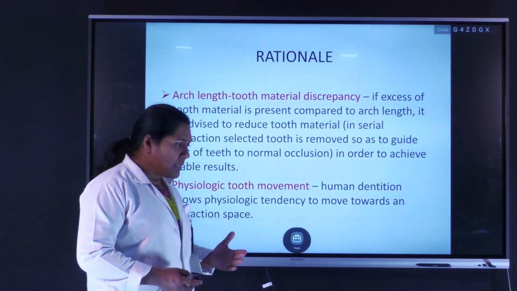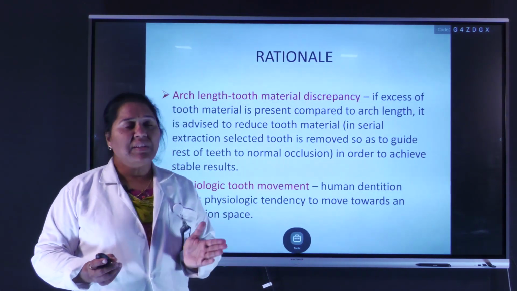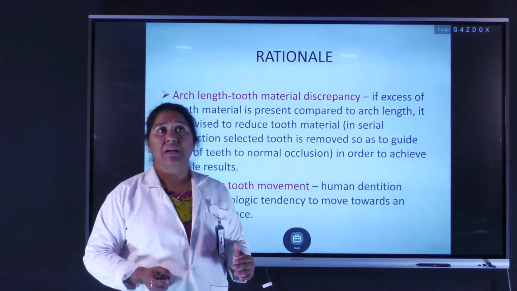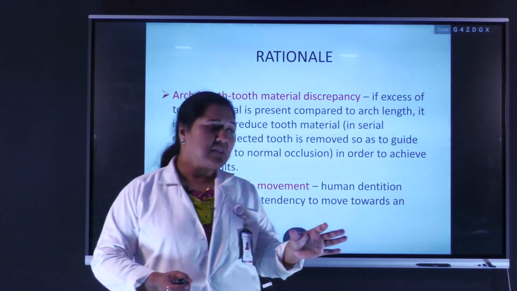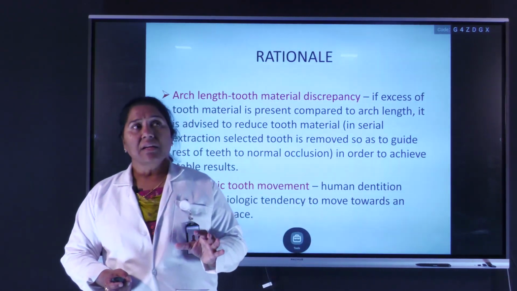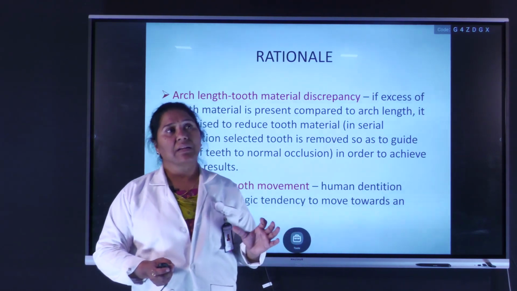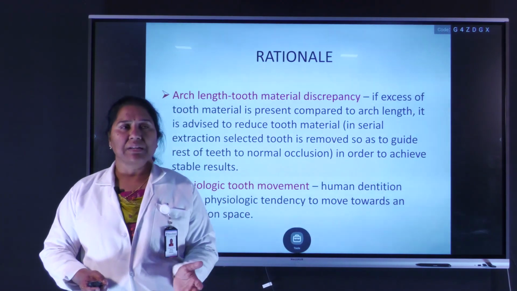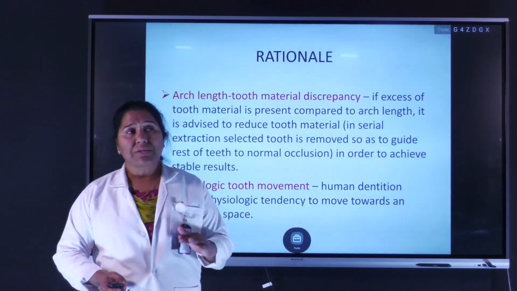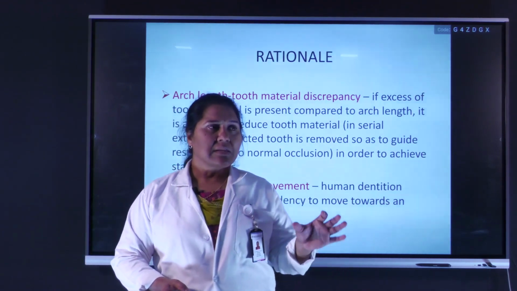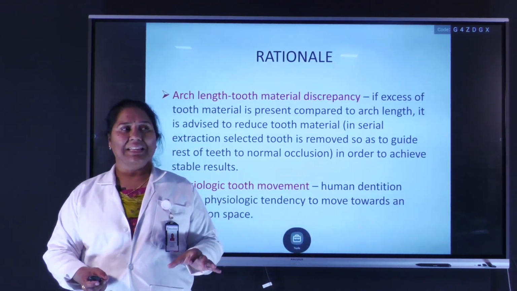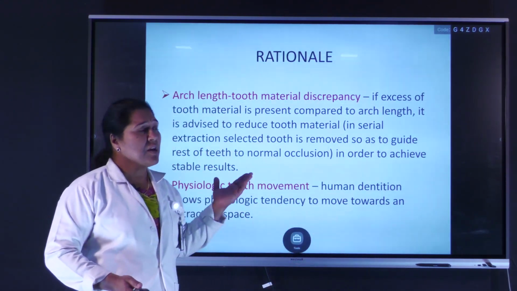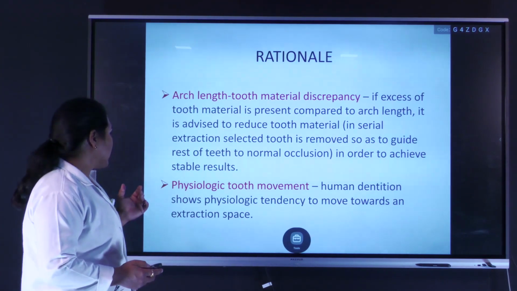If the tooth material is more than the arch length, then we call it an arch length tooth material discrepancy. For example, if the arch length is 10 millimeters and the total mesiodistal width of the tooth material is more than 10 millimeters, that might be 12 millimeters or 15, for example. That is called arch length tooth material discrepancy. Since the space is less for the arrangement of the teeth, they will express as crowding. In such cases we have to consider serial extractions.